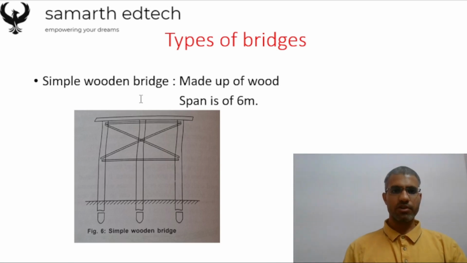The next is a simple wooden bridge. So it is entirely made up of wood. Span is of 6 meter. So this is the diagram of your simple wooden bridge.